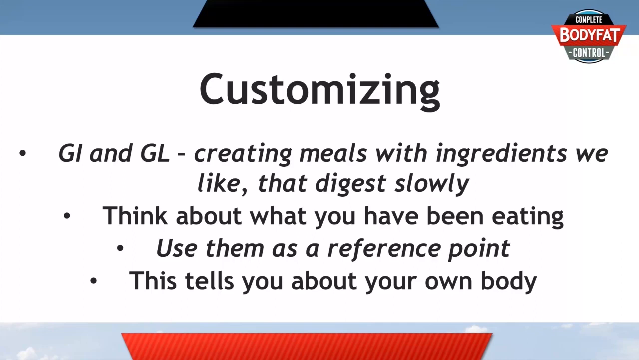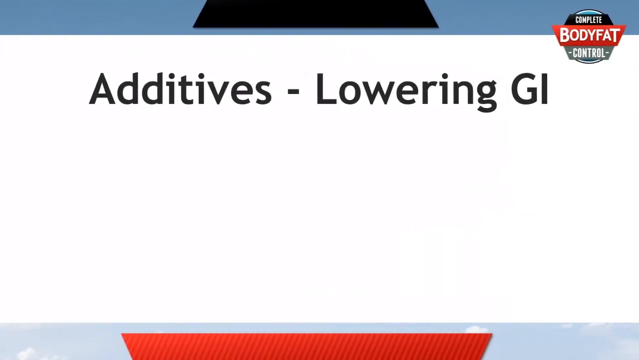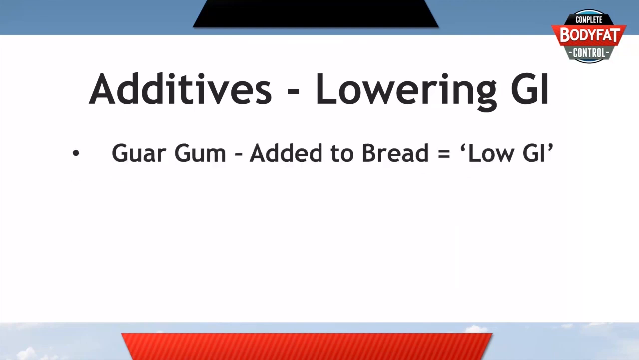Now, there's a few other additives that we haven't mentioned already, and they're being used in some different kinds of food products these days to lower the GI of certain products. So one that I've come across, for example, is called guar gum. Now, guar gum has been added to bread lately, in fact, and they're actually producing some breads out there now. You may be able to find them at your local store that are actually rated as low GI.